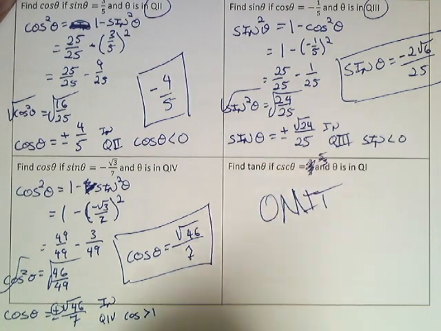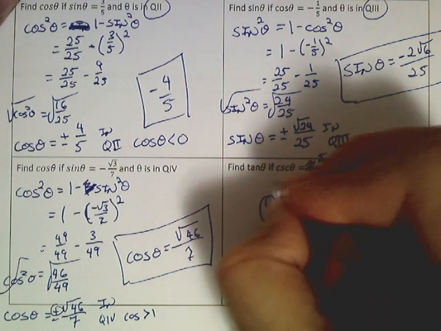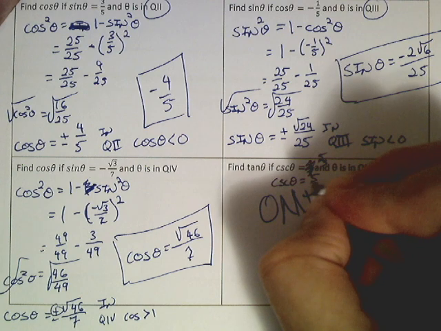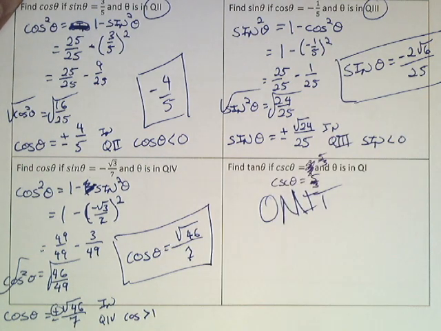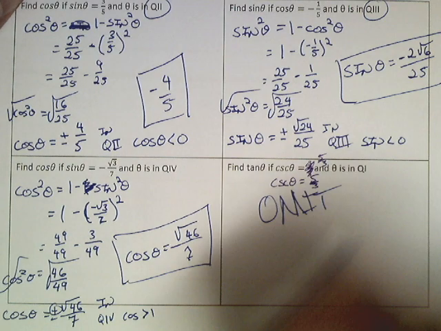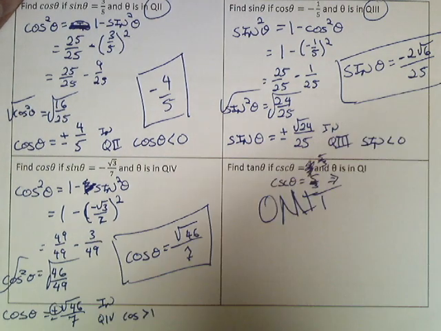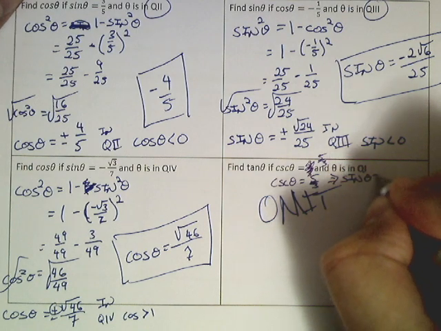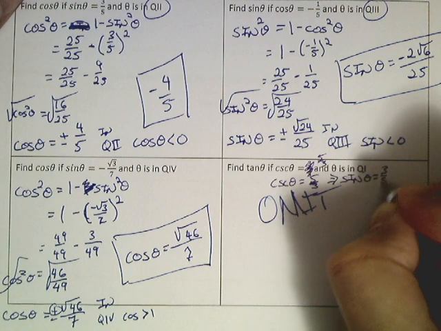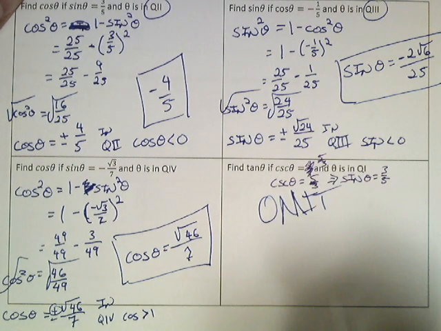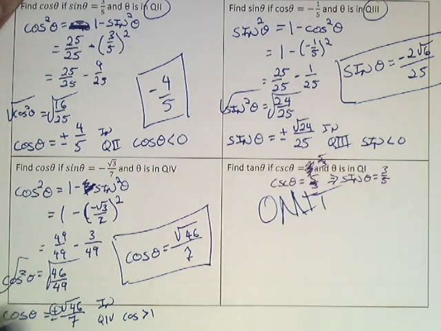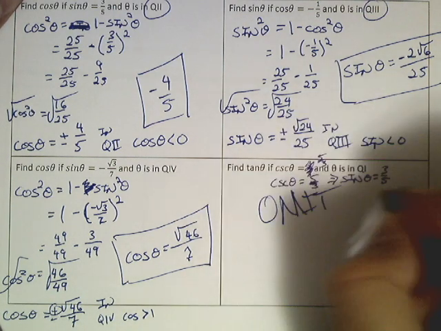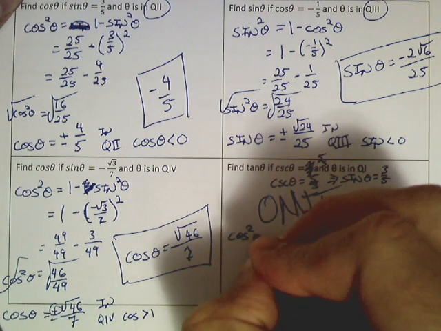So if we wanted to solve this, let's say that cosecant is equal to 5/3. Because cosecant is equal to 5/3, we should know that sine is equal to 3/5. If cosecant is 5/3, sine is 3/5. So, knowing that, we could find cosine the same way we did before.